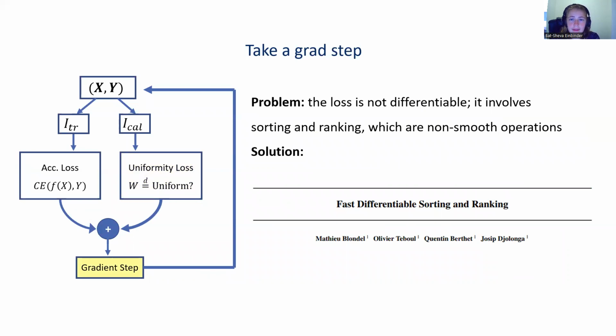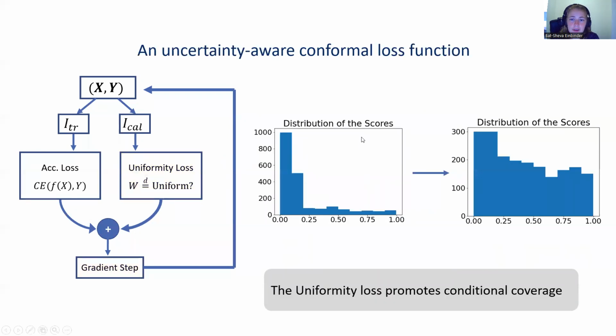The problem is that this loss function is not differentiable. It involves sorting and ranking, which are non-smooth operations. Therefore, we used a Python package that was published not long ago that allows us to use fast and differentiable sorting and ranking. This loss function drives the scores to be more uniform and promotes conditional coverage.